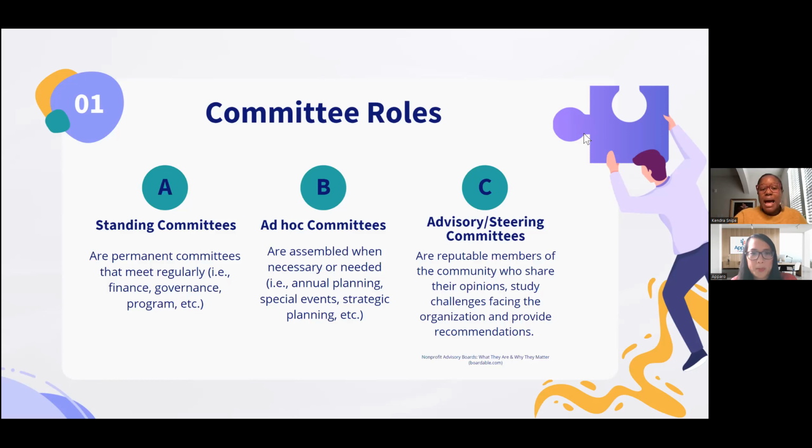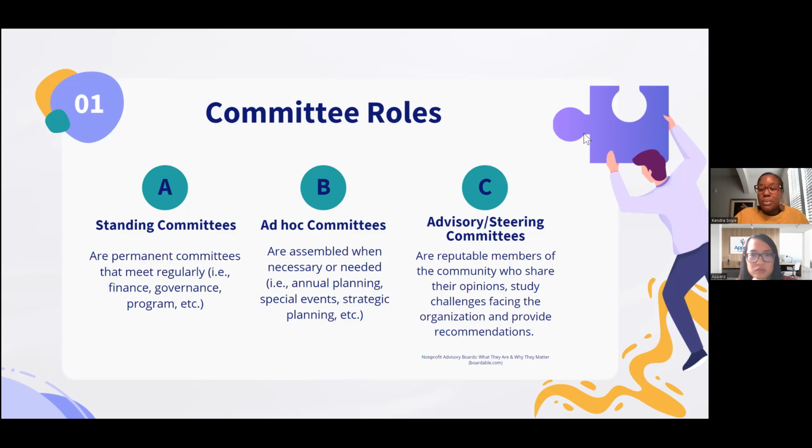So once you pass the standing committees, once you get to the ad hoc, and then we'll talk about advisory and steering committees, this is when you can start bringing people from the community to have a seat and participate in some of the things that your organization is directly influencing. As members of the community, they have that advantage. And it's important to have those ears and eyes as part of your planning as well.